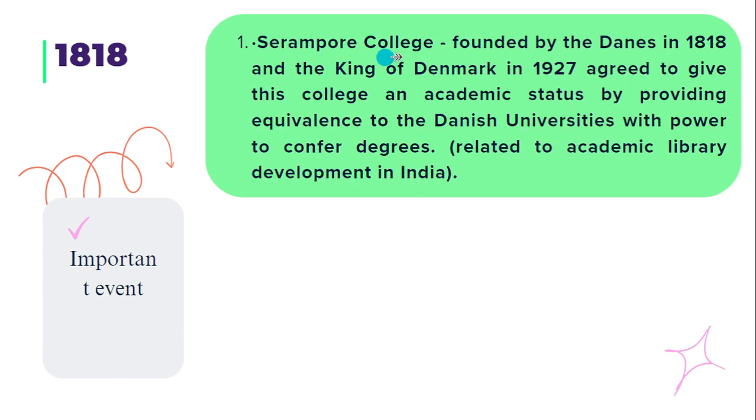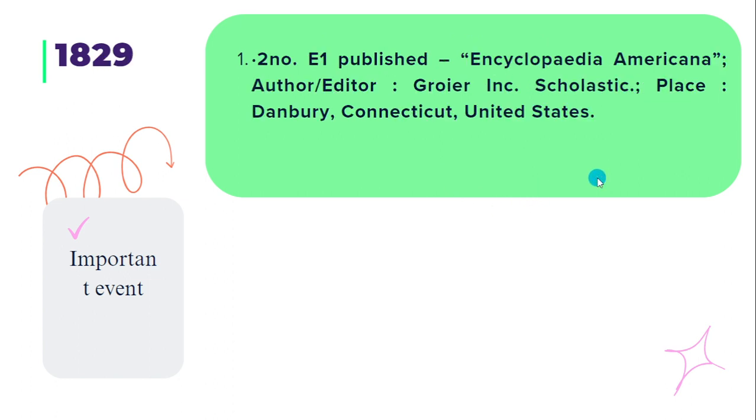Then Serampore College, funded by the Danes in 1818, and the King of Denmark in 1827 agreed to give this college an academic status by providing equivalence to the Danish universities with power to confer degrees. It is also related to the academic library development in India.